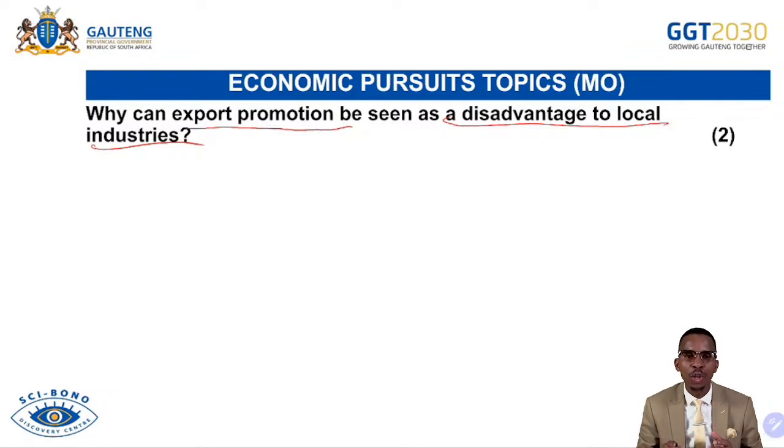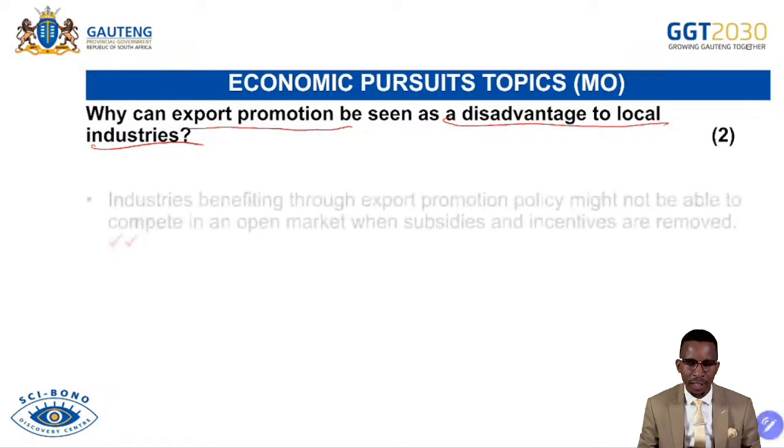Also, with this export promotion policy, if the government withdraws or removes its financial support or incentives to these exporting local businesses, that can lead to them not being very competitive in the open market. When we talk about the open market, we refer to the market where there is no government intervention. So if the government simply withdraws its support, these businesses cannot afford to stand on their own in the open market, resulting in them shutting down or exiting the foreign or global market.